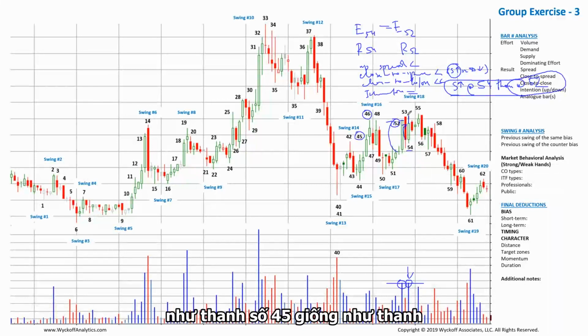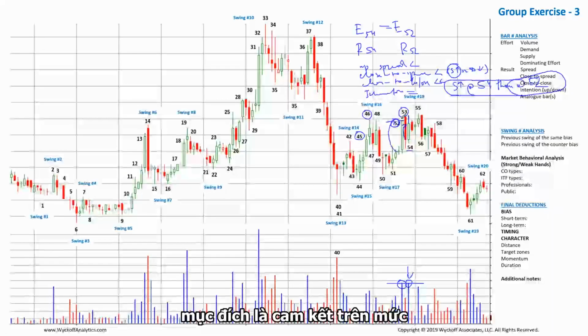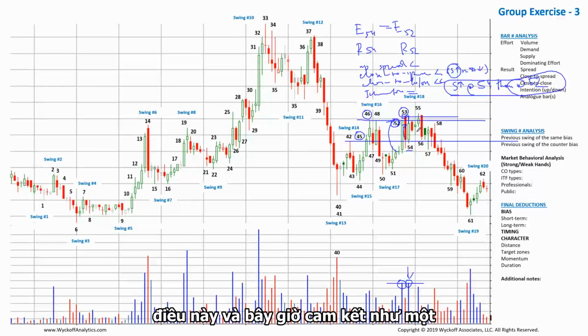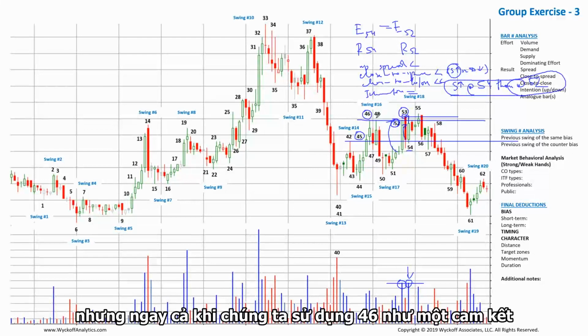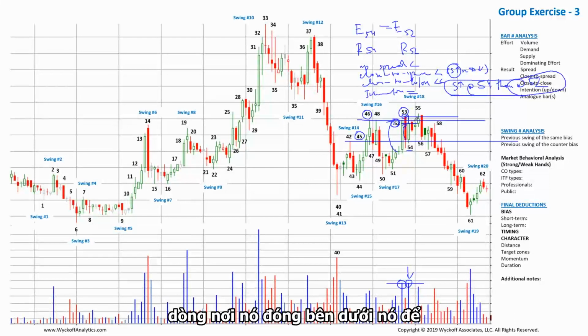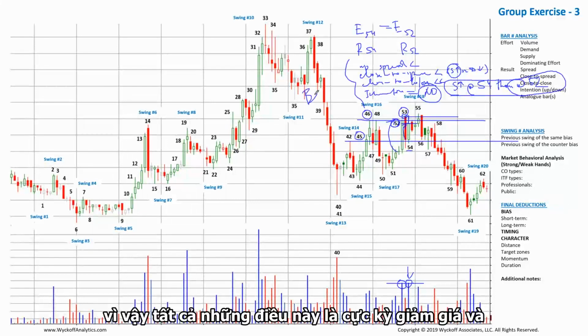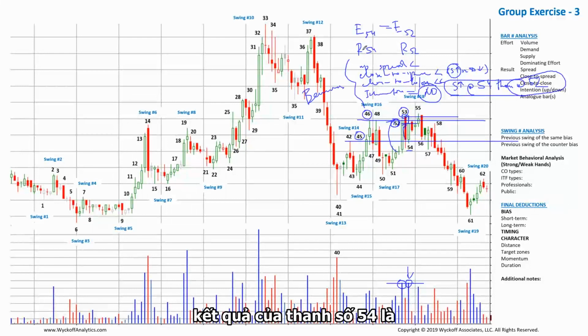And then the intention was obviously the same as the bar number 46, the same as the bar number 45, the same as the bar number 52, the same as the bar number 53. The intent is to commit above the level of the resistance, and we still cannot do this. And now commitment line is slightly higher even. But even if we use 46 as a commitment line, we're closing below it. So therefore, no, intention was not fulfilled. So all of this is extremely bearish, and the result of bar number 54 is deteriorating off to bar number 52. So now we know that most likely we're going to have some kind of reaction.